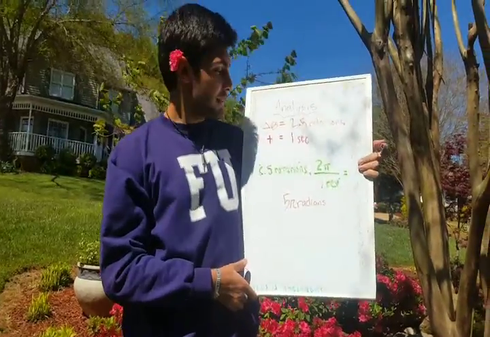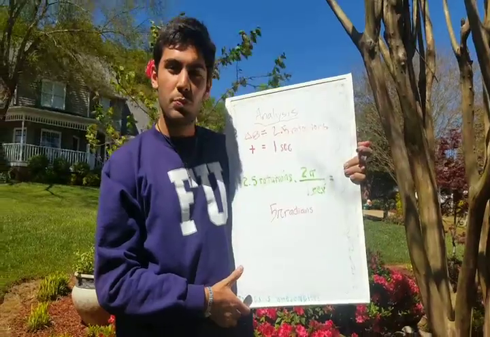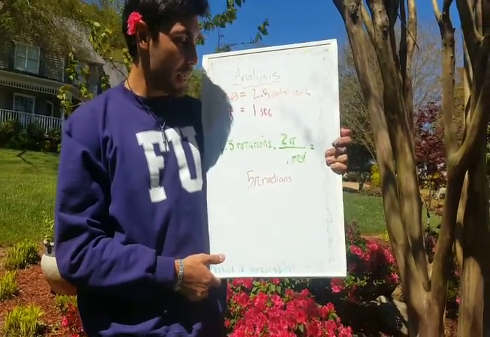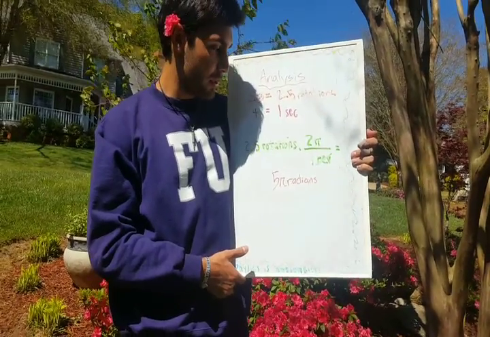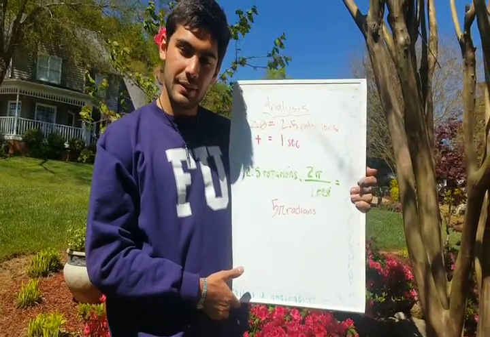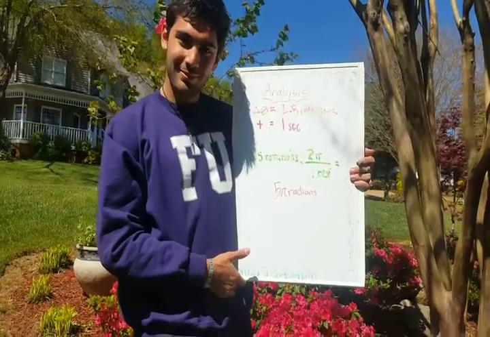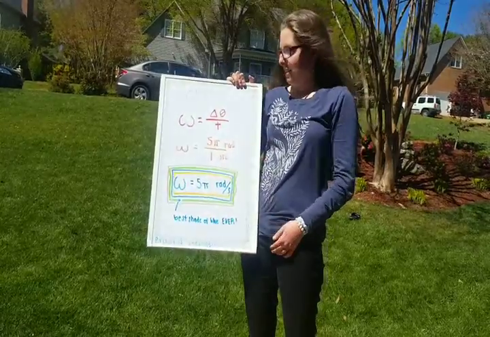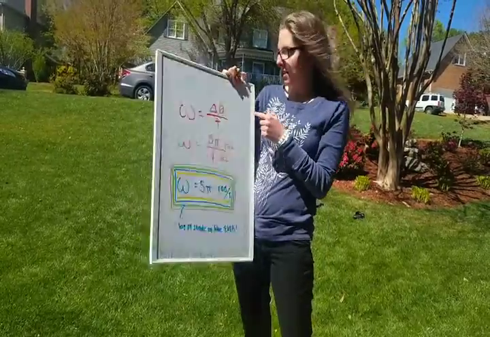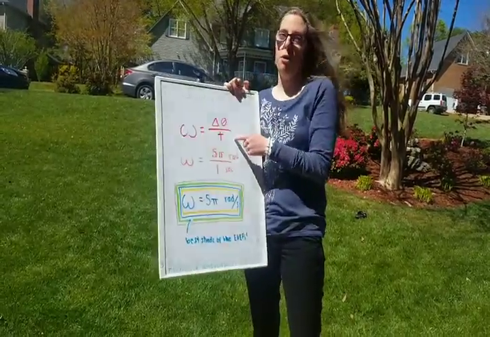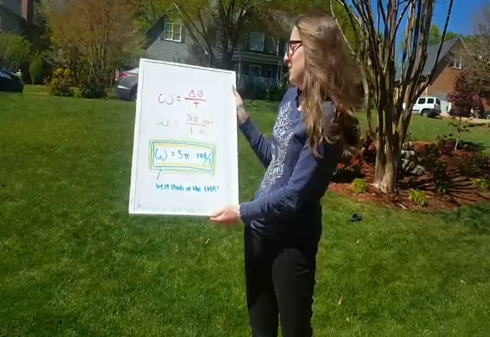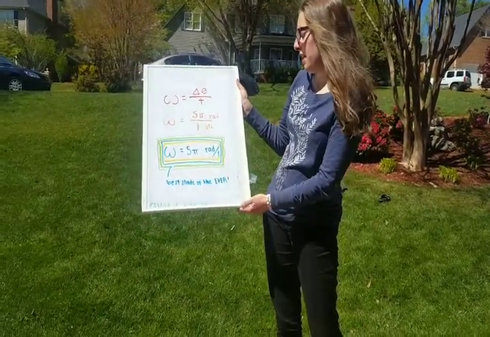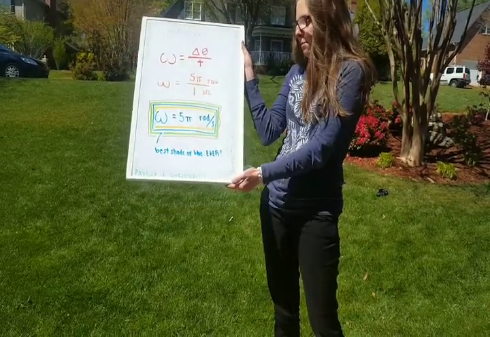Now we're doing analysis. Change in theta is 2.5 rotations. T is 1. 2.5 rotations times 2 pi over 1 revolution will give us 5 pi radians. So omega is the same thing as the change in theta over time. So we did 5 pi radians over 1 second to get an angular velocity of 5 pi radians per second.